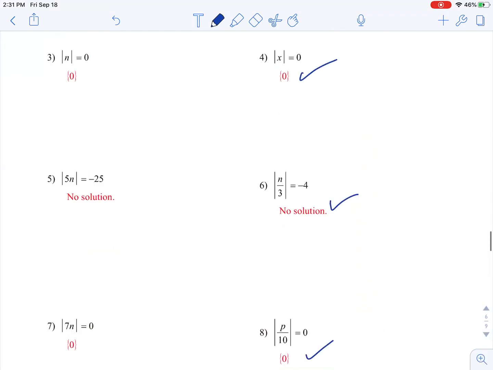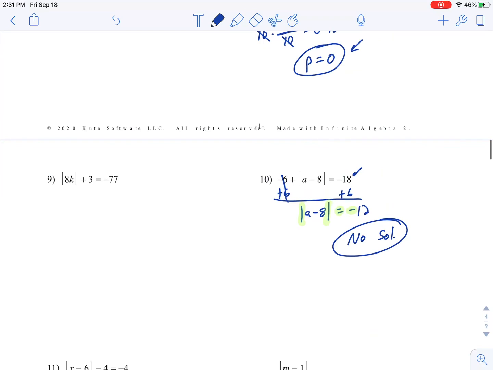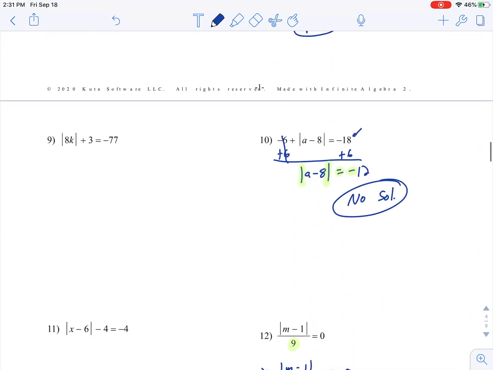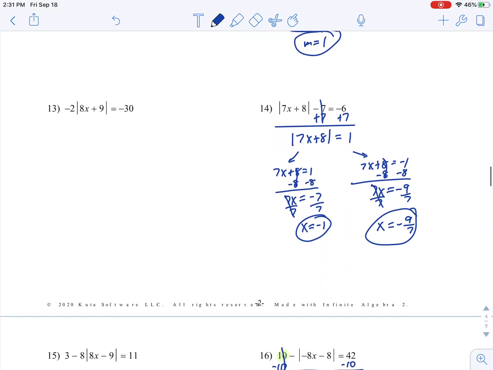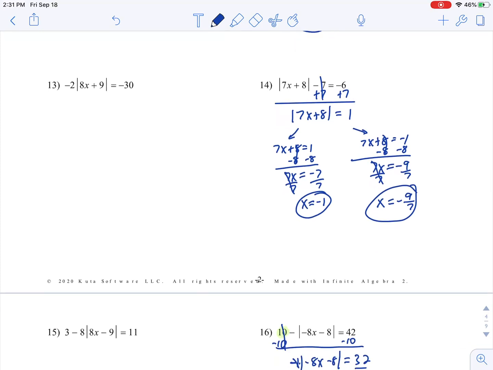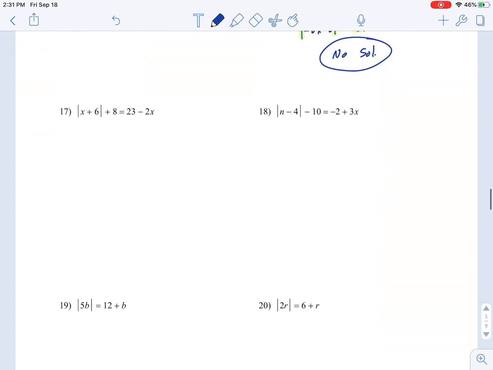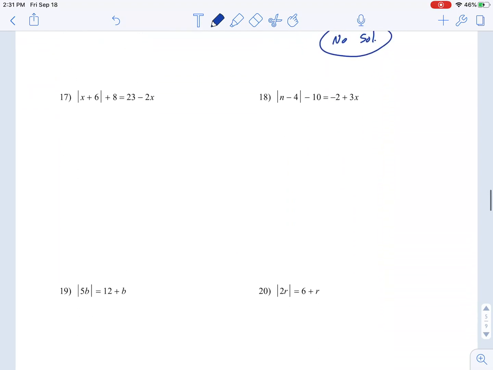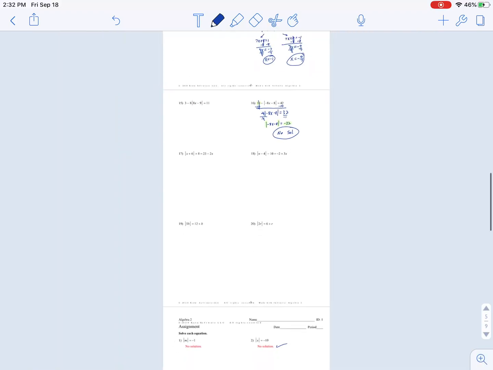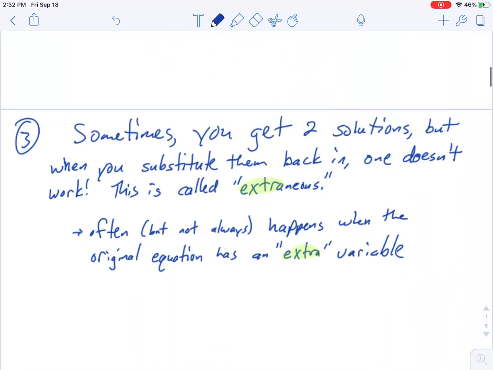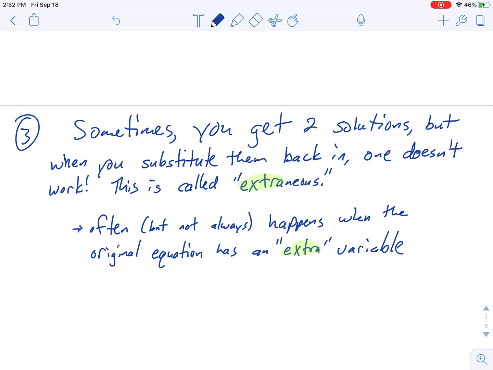Okay, so the special cases so far are no solution, one solution, and tricky questions that look like they might be no solution, but they really do have solutions. And now we get up to the last four. So this is the other type of problem. Let me scroll back up to the notes and review what that said. Sometimes you get two solutions, so it's going to work out. But when you substitute them back in, like I did on that one example, one doesn't work. The other one does, but the one that doesn't work is called extraneous.